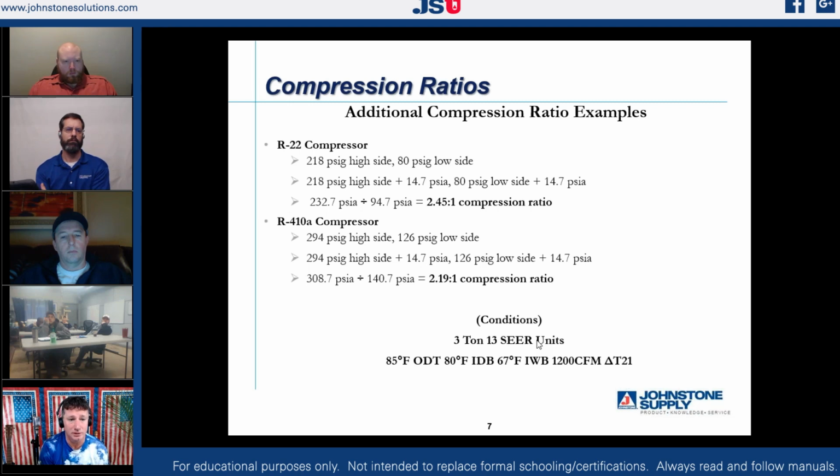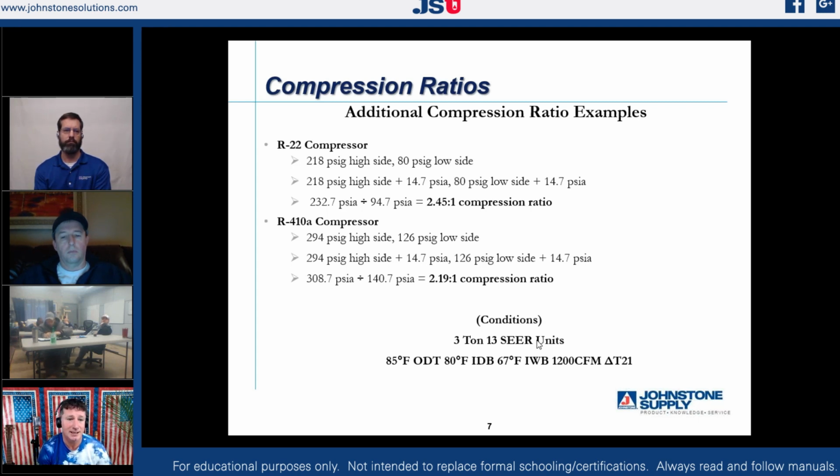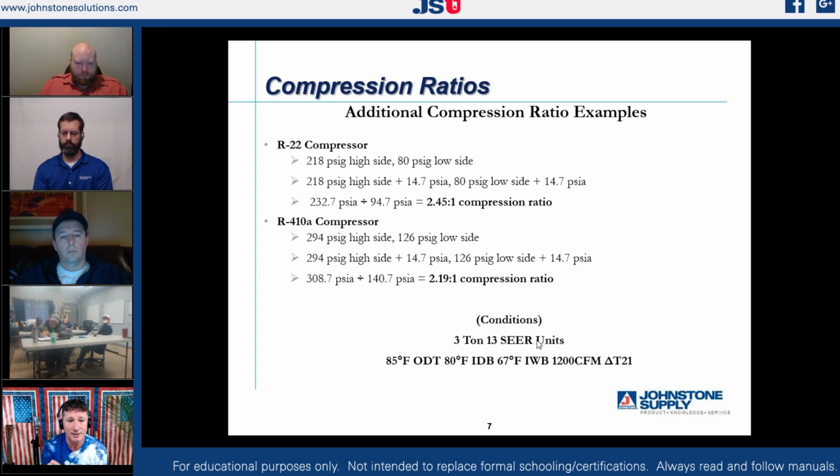So if I look at an R22 system, I use this same compressor, right? I'm going to use R22 refrigerant in it, and I'm going to be operating at 218 psi on my high side. So I put my gauges on. I've got 218 on the high side and 80 on my low side. If I want to convert my gauge pressures over to absolute, I add 14.7. So I take my high side plus 14.7 and divide it by my low side plus 14.7. That gives me 232.7 divided by 94.7. I have a compression ratio on that compressor of 2.45 to 1.